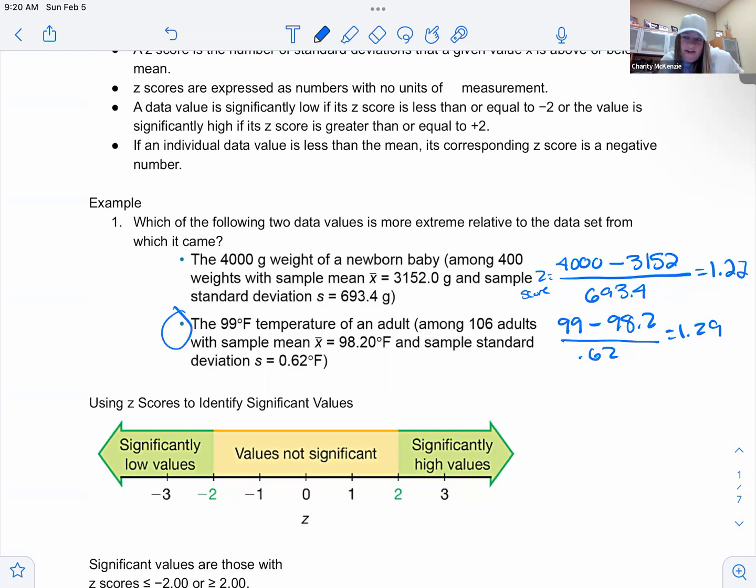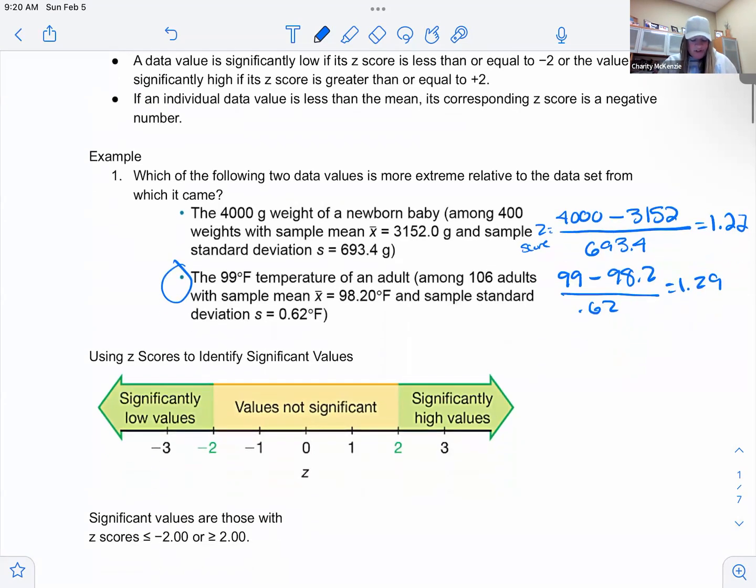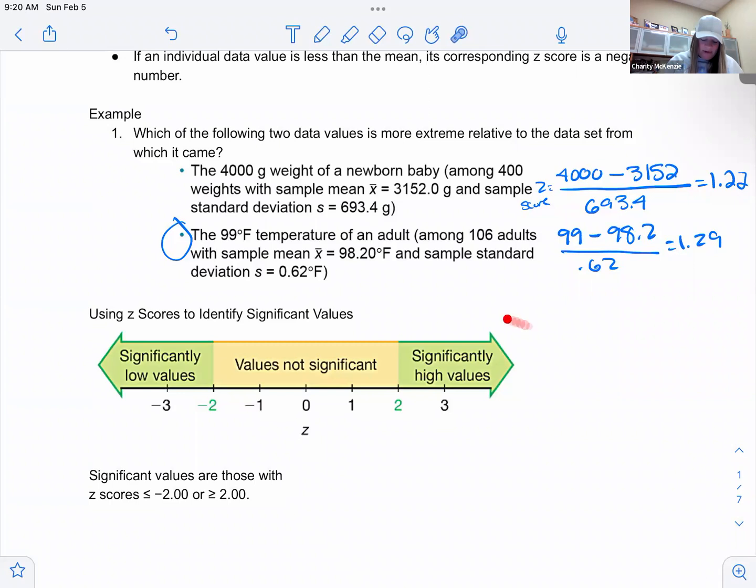Because its standard deviation is larger, that means that data set or that data value is more extreme. It's further from the mean, the middle. Okay. Here's just a little chart that I liked from the book that I stole.